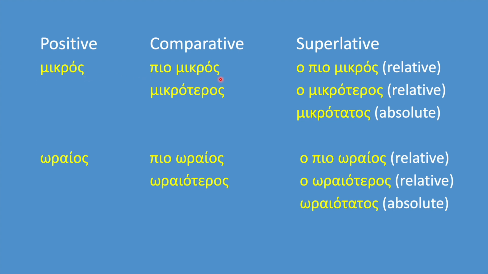Μικρός, πιο μικρός or μικρότερος, ο πιο μικρός, or you can use this form with the article for the superlative, ο μικρότερος and μικρότατος. Ωραίος, πιο ωραίος, or ωραιότερος, ο πιο ωραίος, ο ωραιότερος, ωραιότατος. Here you see I indicated that this is a relative superlative and so is this, and this is an absolute superlative. The same here, and I will explain with an example.